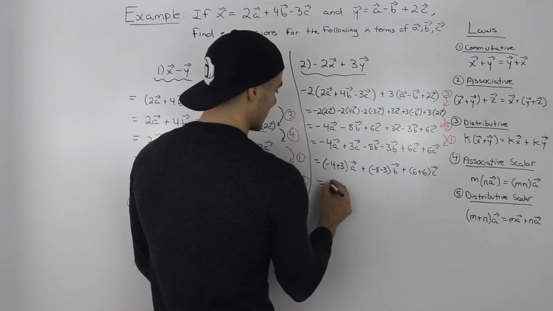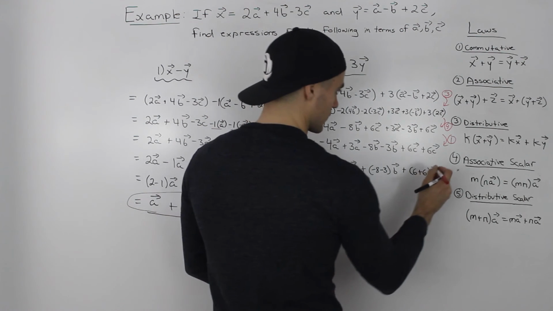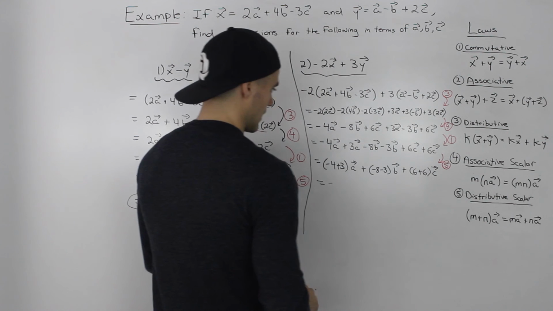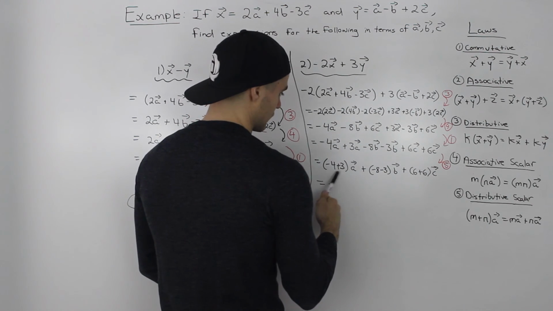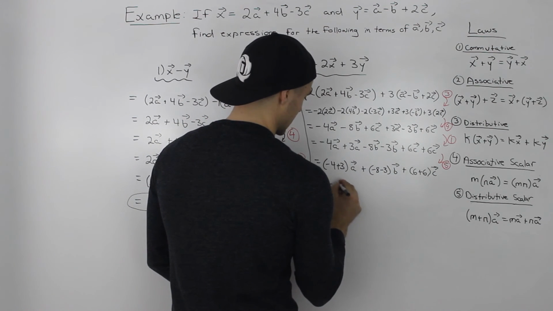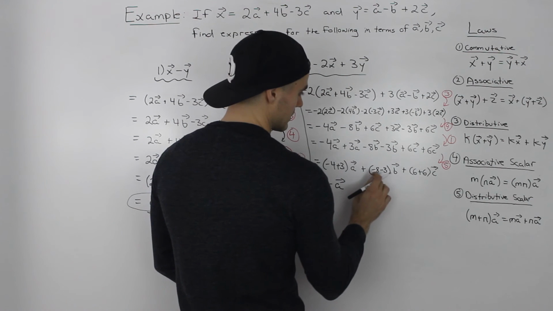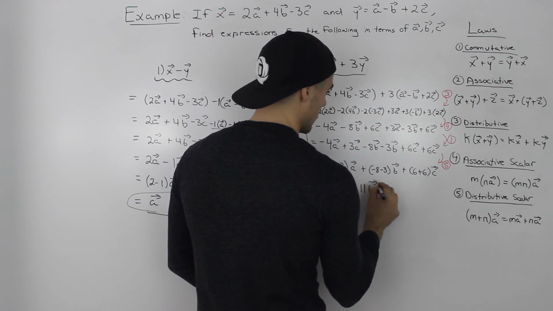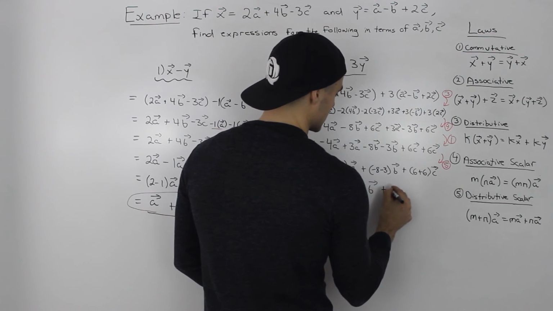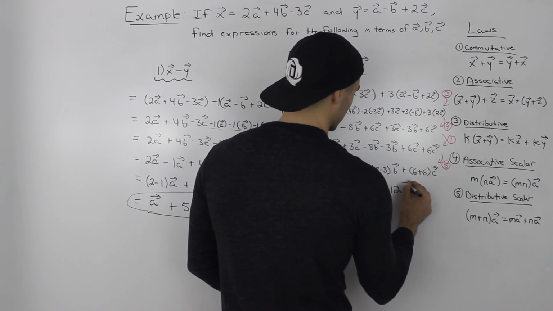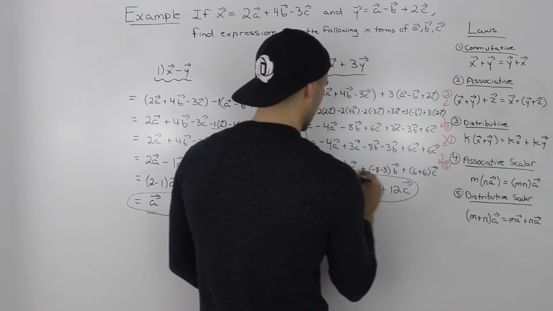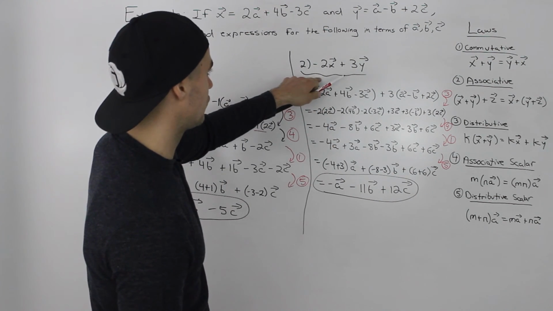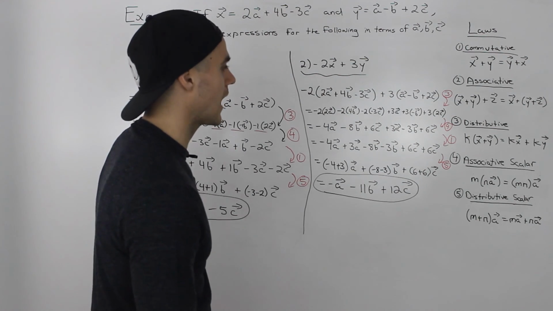Sorry, actually, before we go further, here I used law number 5. And then just simplifying the brackets, negative 4 plus 3 is negative 1, so that's just negative vector A. Negative 8 minus 3 is negative 11, vector B, and then 6 plus 6 is 12 vector C. So that ends up being our final expression for this original expression that we had.